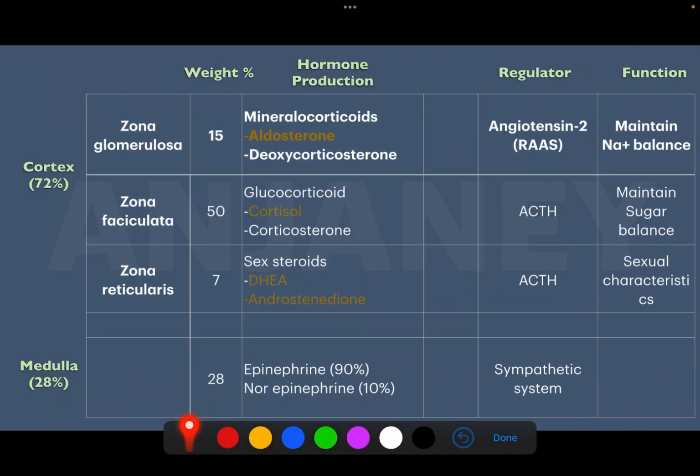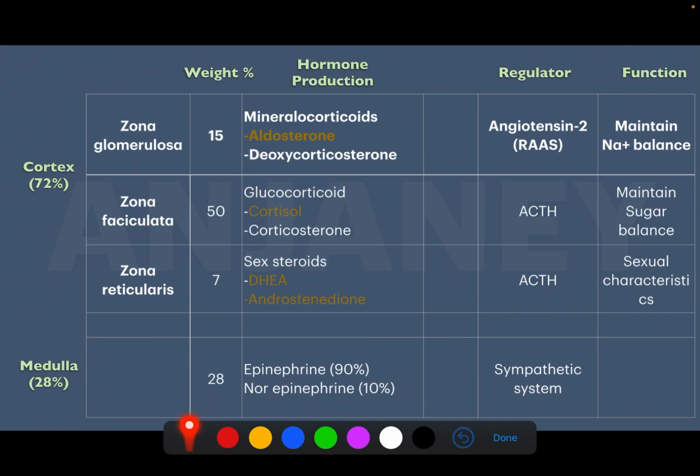Now about hormone production. The cortex is roughly 70% of the weight and medulla is 30%. Of this cortex 70%, 50% is fasciculata and the rest two are 15 and 7. And medulla is obviously 28%. So for hormone production, the cortex makes mineralocorticoids. Mineral refers to sodium here. So they do the job of sodium and water reabsorption, right? The mineralocorticoids are aldosterone and deoxycorticosterone.